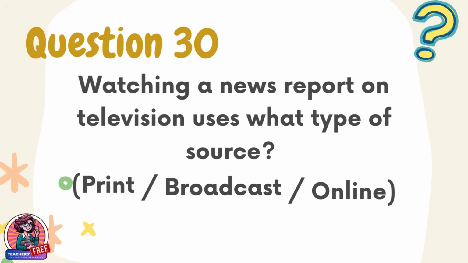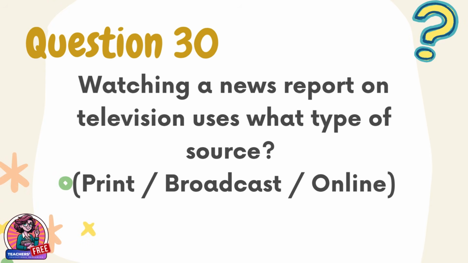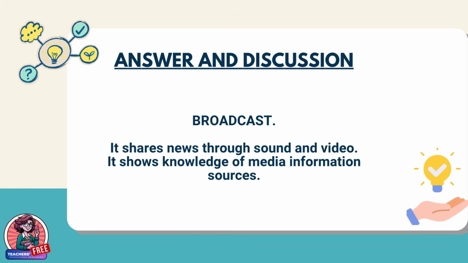Question 30. Watching a news report on television uses what type of source? Print, broadcast, online. Answer: broadcast. It shares news through sound and video. It shows knowledge of media information sources.